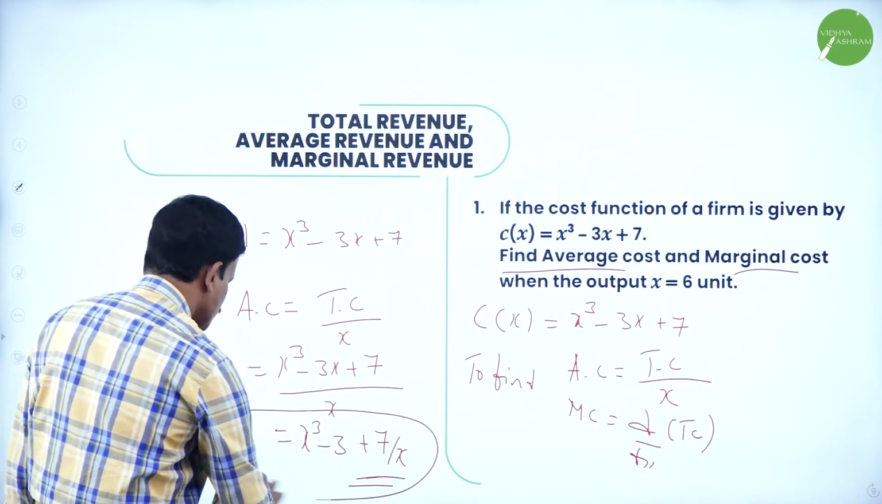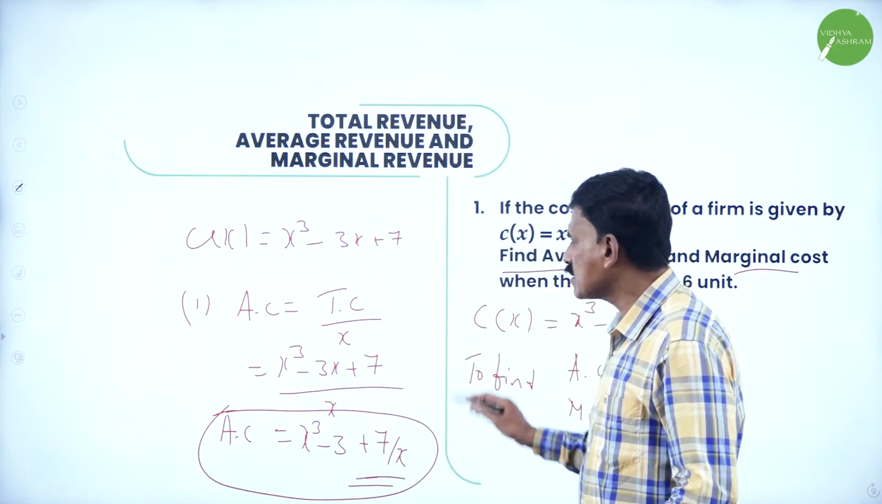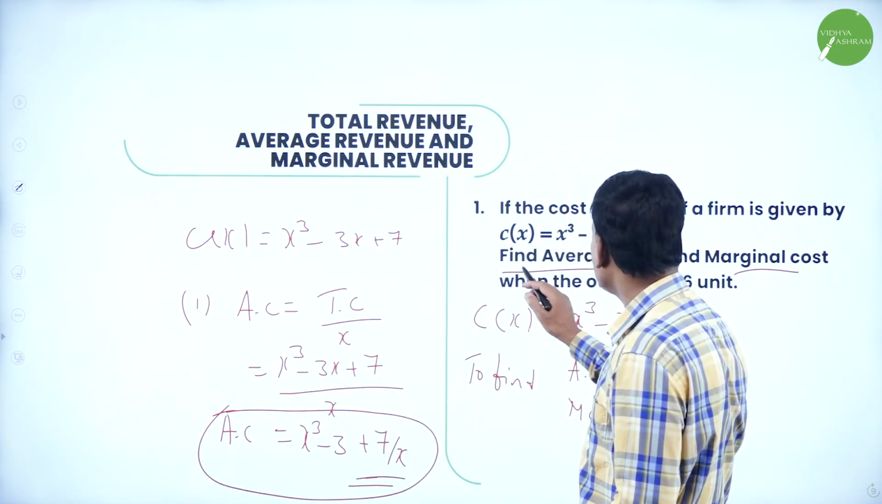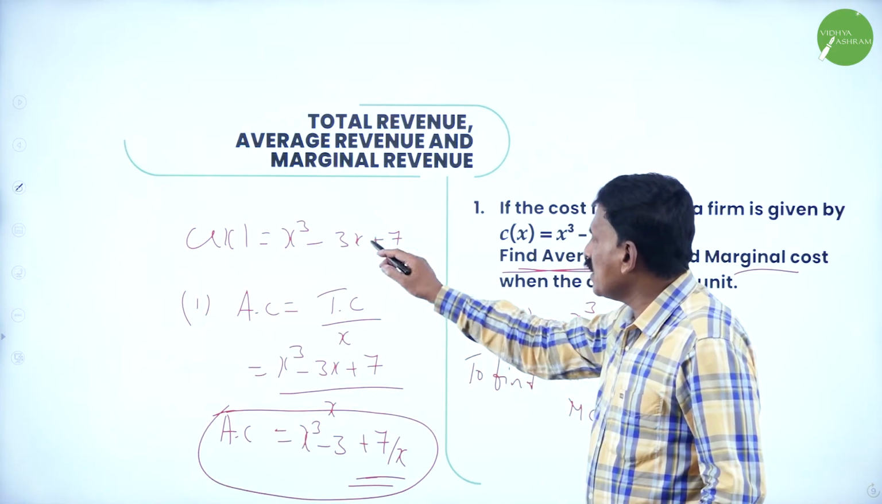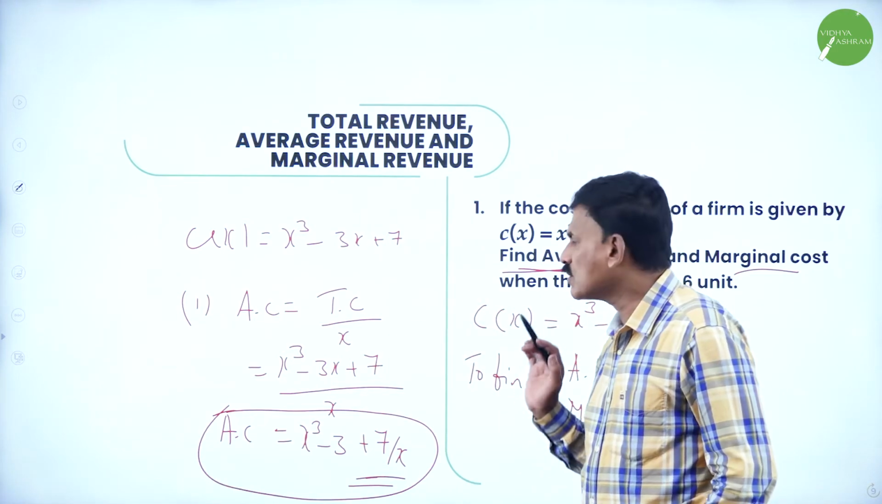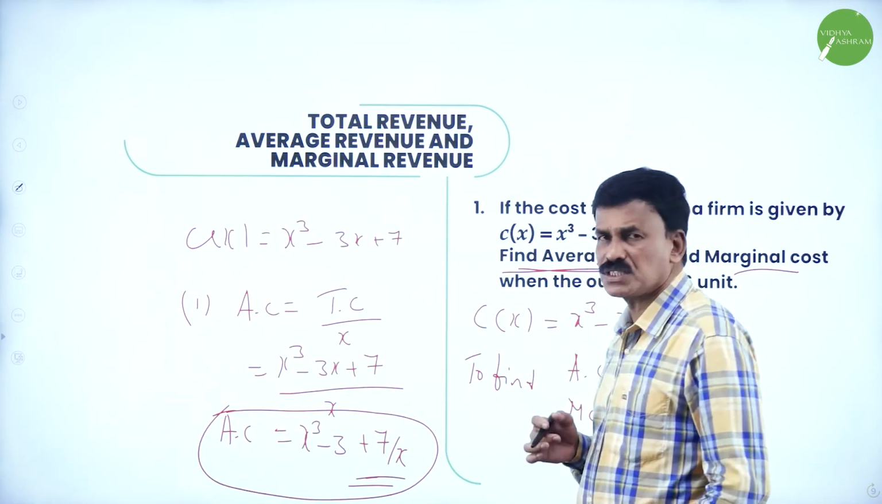The average cost is equal to x square minus 3 plus 7 by x for the given function. That is the average cost. Hope you follow. Just divide the given function by x and you will get the average cost. Now what is the marginal cost? Differentiate the given function. That's it.